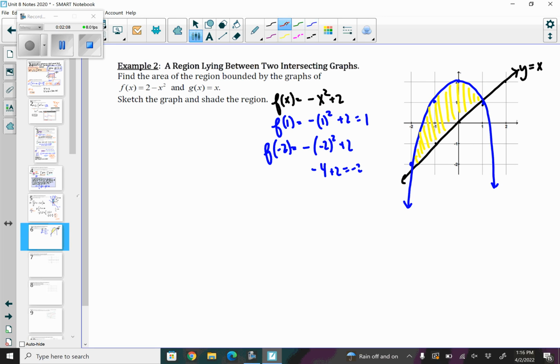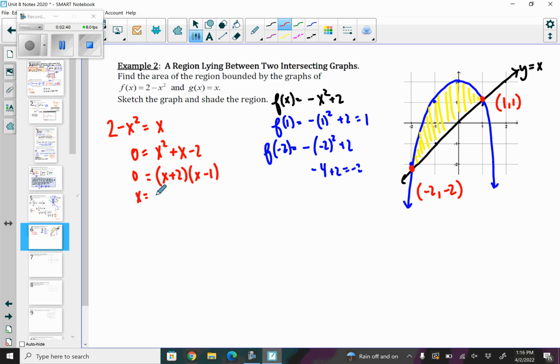One other thing to note is that I see they intersect at 1, 1, and at negative 2, negative 2. But if I was looking for their intersection, the other thing we could do is set them equal to each other. 2 minus x squared is equal to x. I'm going to move everything to the right side. 0 is equal to x squared plus x minus 2. This is very easy to factor. X plus 2, x minus 1 is equal to 0. And I solve x is equal to negative 2 or x is equal to 1. These are the x values where my two functions are equal to one another.